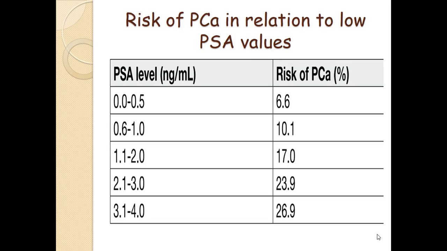So incidental prostate cancer has been found in many patients who have undergone TURP or open prostatectomy for a benign disease, but they have found prostate cancer on histopathology. And also age is important in this. As age increases, the chances of prostate cancer increase. So it's all clinical judgment, with DRE and PSA.